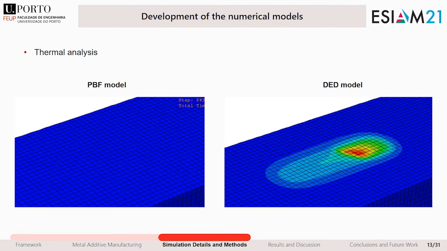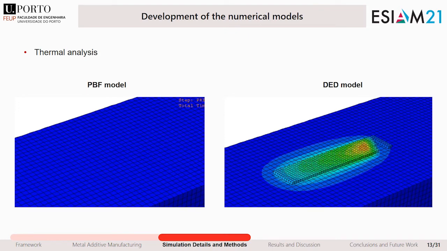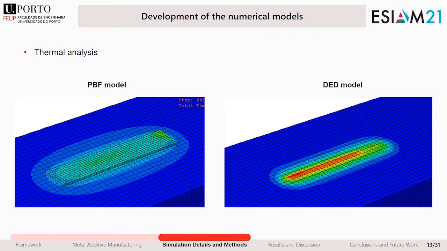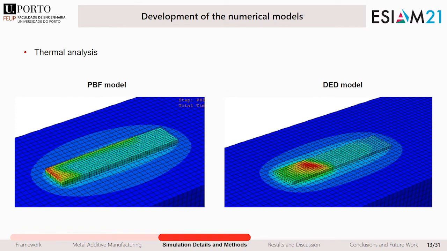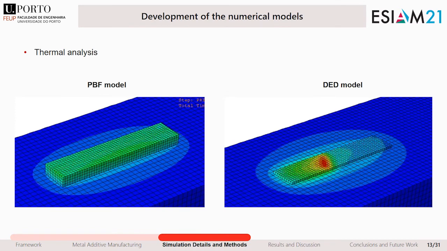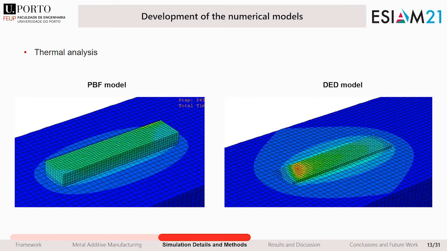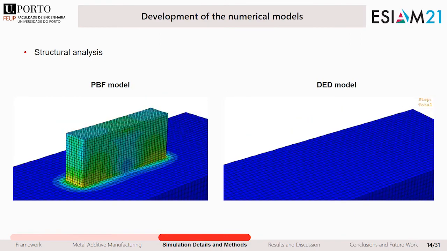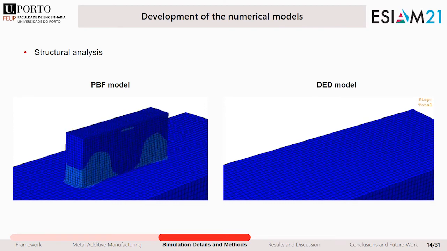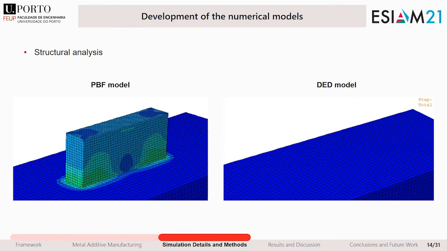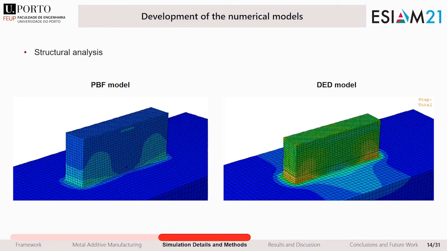This slide illustrates the first stage of a simulation of additive manufacturing, which consists of thermal analysis. In the slide, both powder bed fusion and direct energy deposition simulations are illustrated. In this slide, the second stage of the numerical simulation, consisting of the structural or mechanical analysis, is presented. In the slide, both powder bed fusion and direct energy deposition simulations are illustrated.